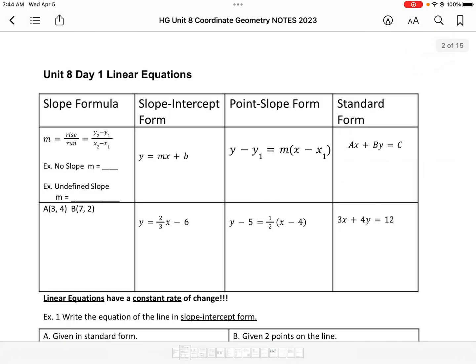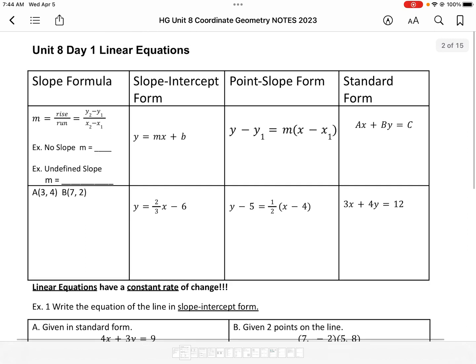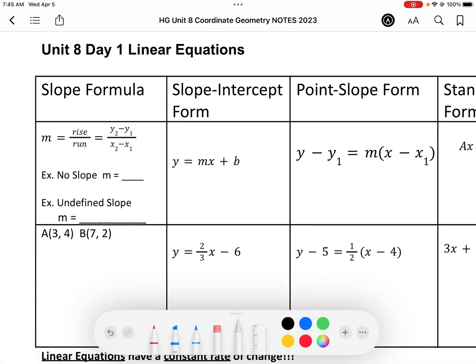In this lesson video, we're going to begin Unit 8, and we will be talking about the Day 1 lesson over linear equations. This is going to review some content. Hopefully you remember some of this from Algebra 1, but we're going to be talking about linear equations, and one of the first things we identify with linear equations is the idea of what slope is. Remember that slope is rise over run.